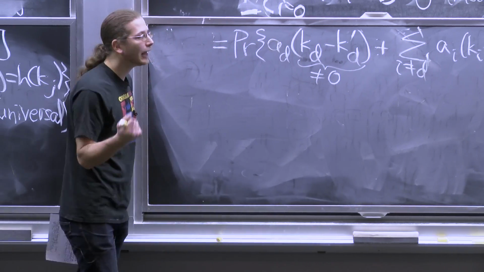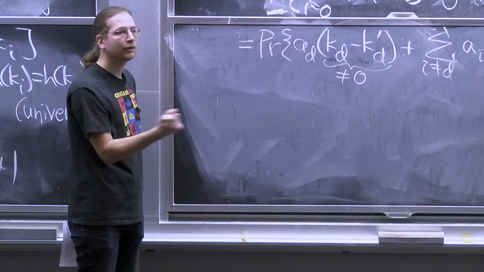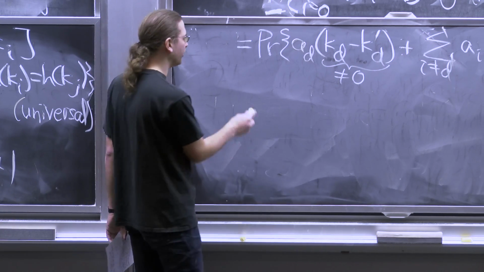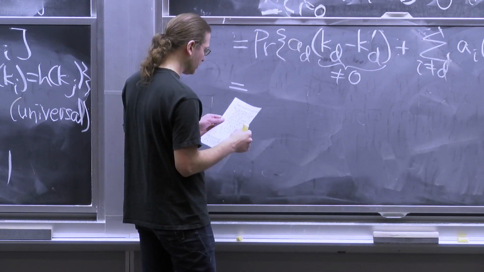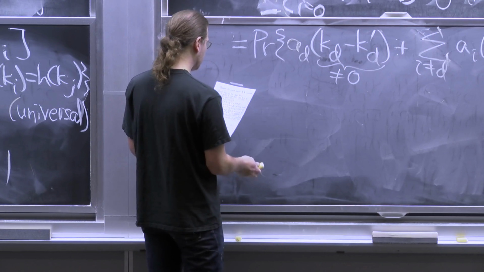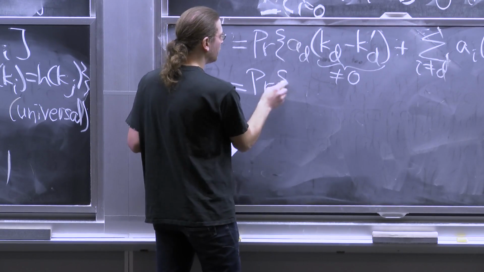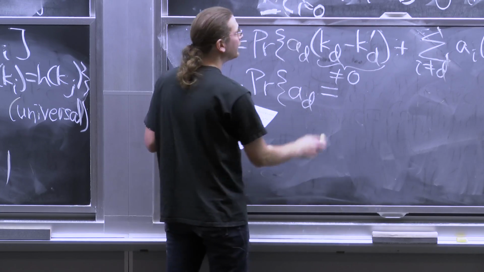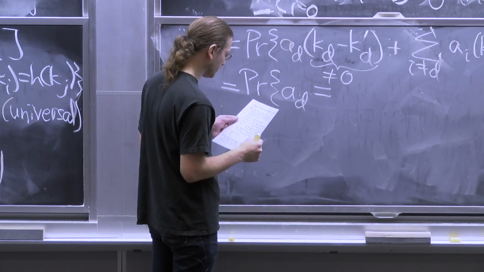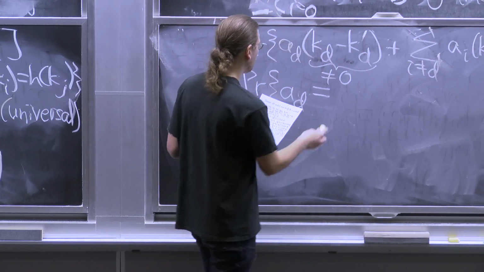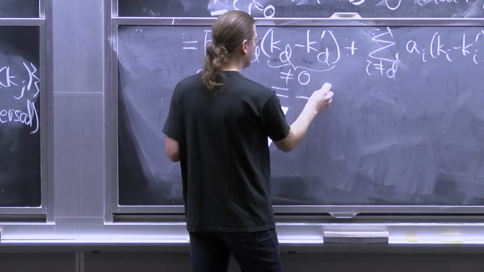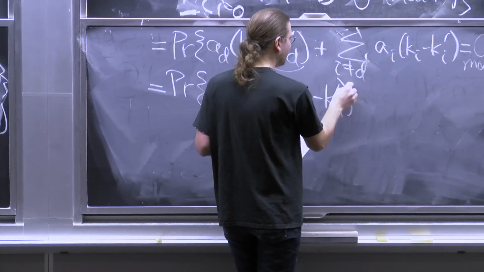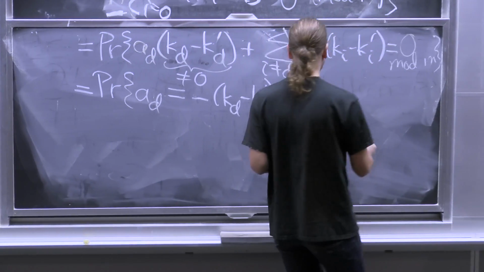For every value x, there's a value y such that x times y equals 1 modulo m. And you can even compute it in constant time in a reasonable model. So then I can say I want the probability that AD is minus KD minus KD prime inverse. This is the multiplicative inverse I was talking about.